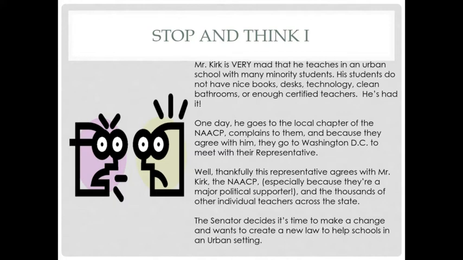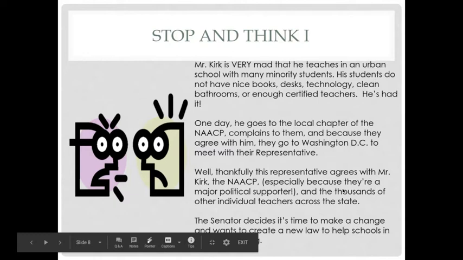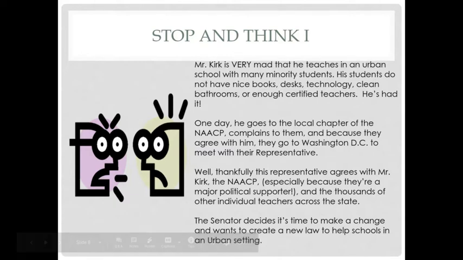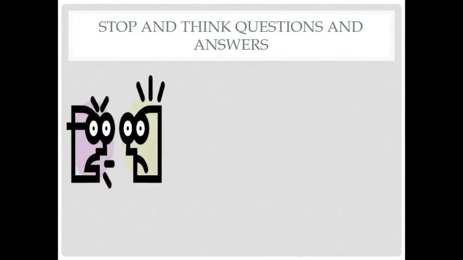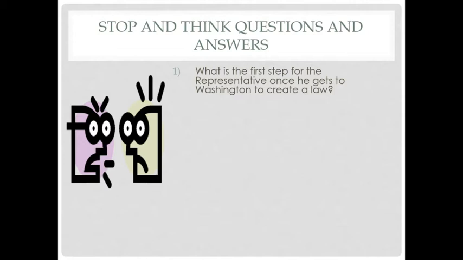Well, thankfully, this representative agrees with Mr. Kirk, the NAACP, and the thousands of other individual teachers across the state. The senator decides it's time to make a change and wants to create a new law to help schools in urban settings. So, I have a couple questions for you. What is the first step for the representative once he gets to Washington to create a new law? Well, it has to be introduced. So, introduce the bill would be the answer.